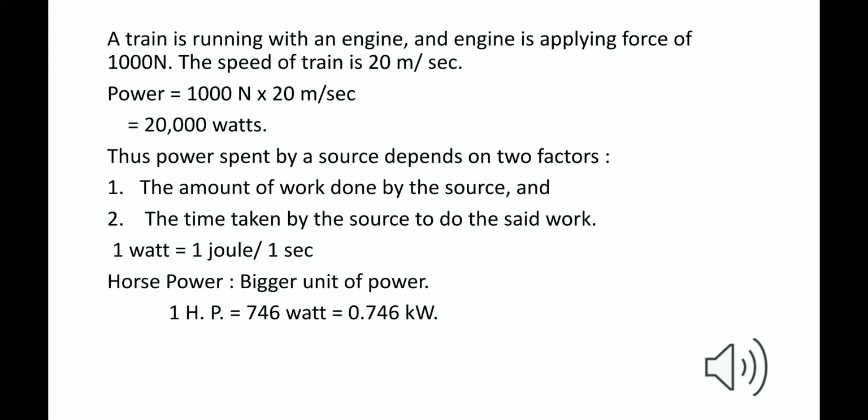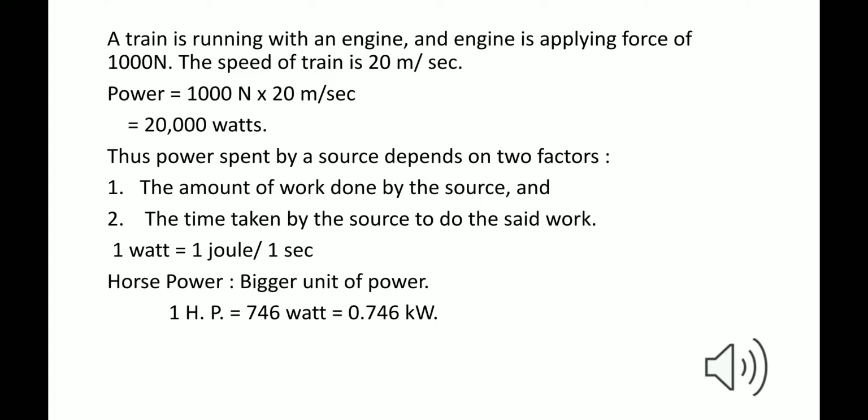Okay? Thus, power spent by a source depends on two factors. What is it? The amount of work done by the source. It can be anything. It can be our own body also. So amount of work done by the source. And number two, the time taken by the source to do the given work.